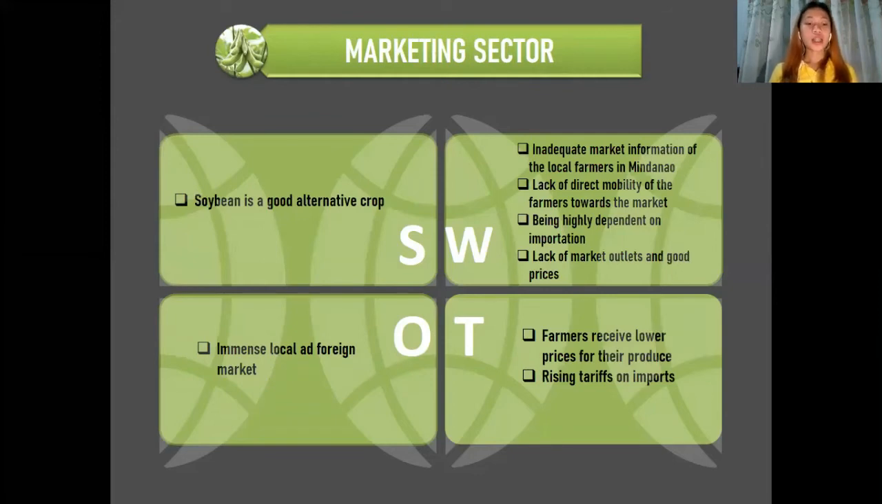Marketing sector. Technically, it is challenged due to lack of information and mobility of the farmers towards the market. But the strength is that soybean is a good quality alternative crop. In line with the opportunities offered by the variety of products from soybean, it expands its contribution and shares both locally and to global standards, and threats include rising tariffs on imports.